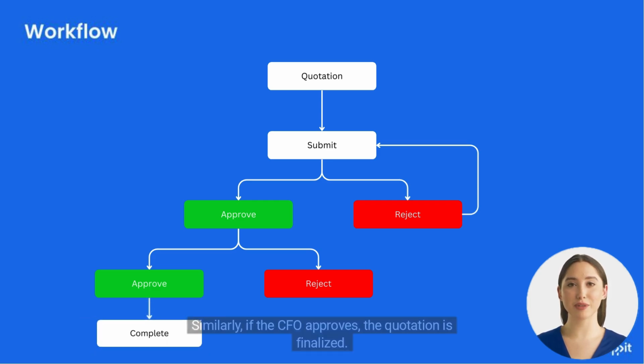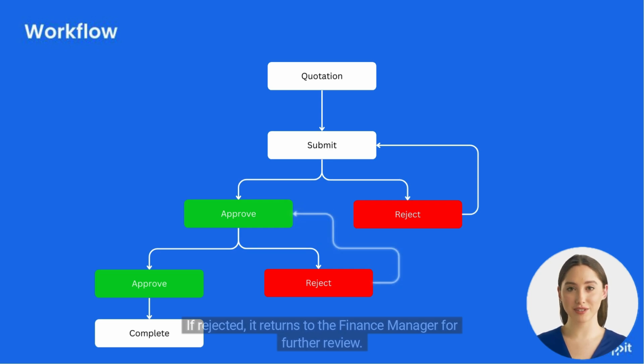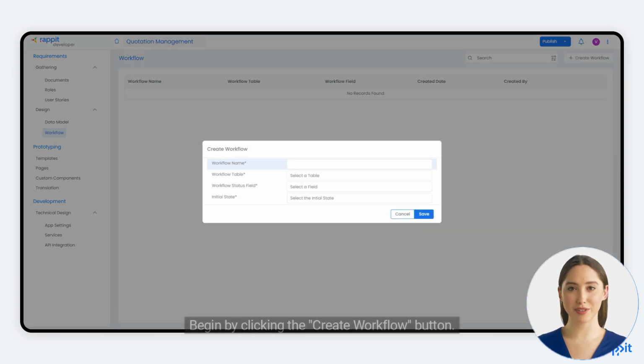Similarly, if the CFO approves, the quotation is finalized. If rejected, it returns to the finance manager for further review. Now, let's configure this approval process as a workflow. Begin by clicking the Create Workflow button.